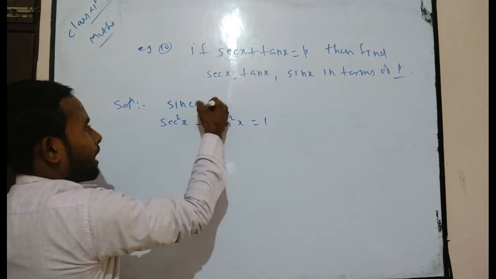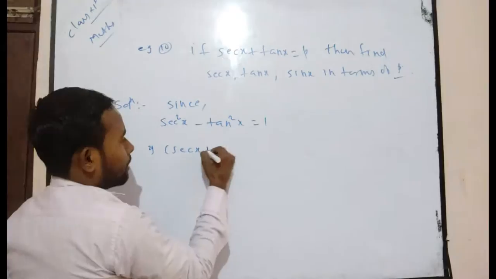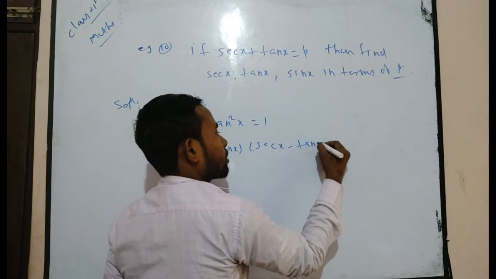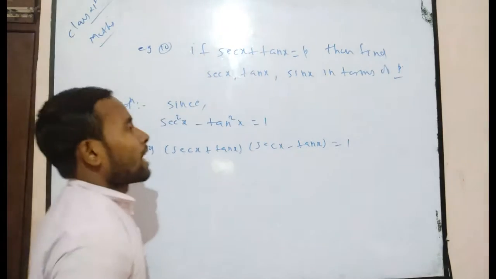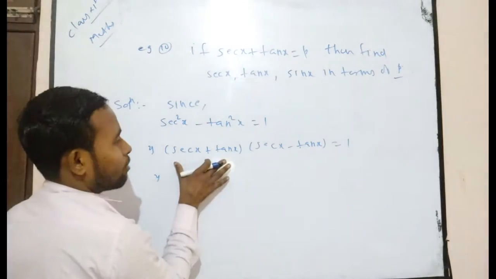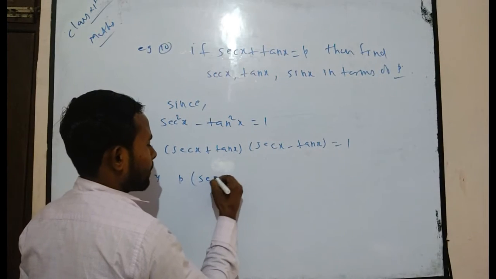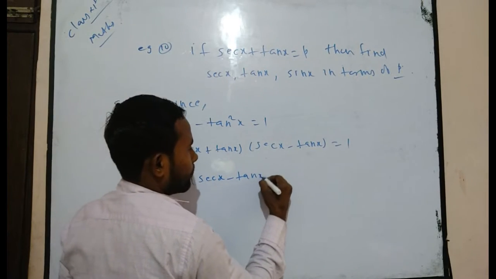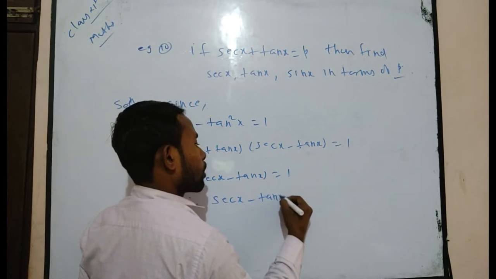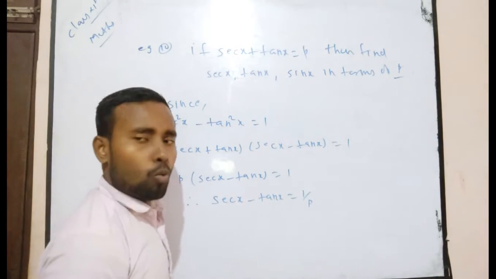Since sec square x minus tan square x is equal to 1, if you write it as a factor, you can write sec x plus tan x into sec x minus tan x is equal to 1. As you know, sec x plus tan x is equal to p, so you can put the value: p times sec x minus tan x is equal to 1. So you can say that sec x minus tan x is equal to 1 upon p.